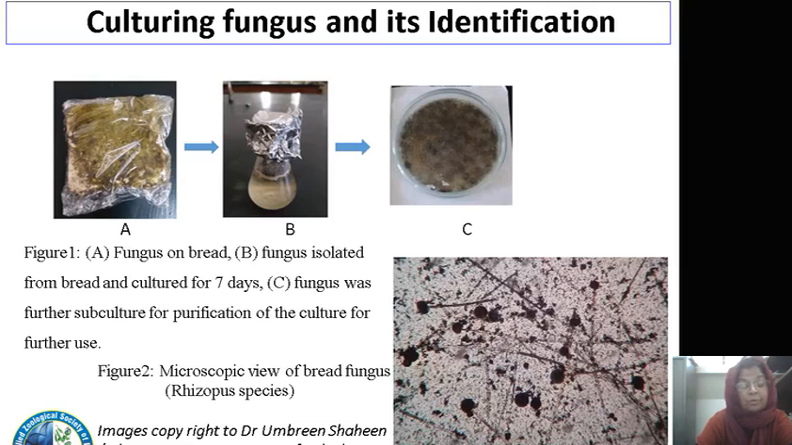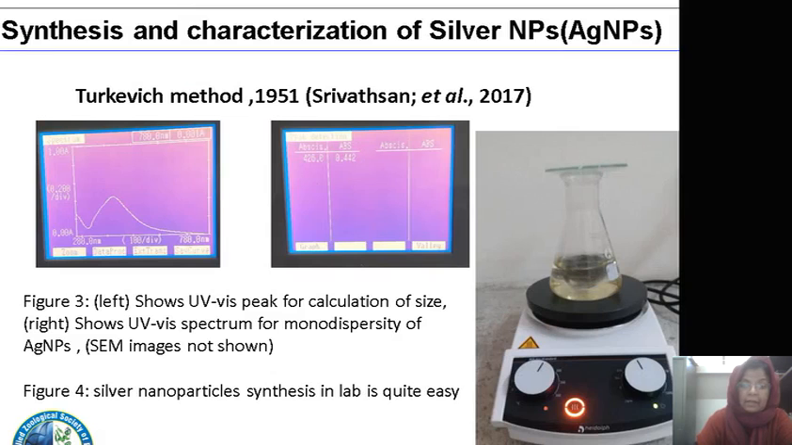Here you can see that we have fungus. First we grew it on the bread, then we inoculated it into the sterile medium, and then we figured out the pure culture by subculturing that fungus again and again. Then we were able to identify our bread fungus, and by Google images we found that it is pretty much the same species on which we were looking to work. There are some UV-vis spectra and peak images and some making of nanoparticles in our lab.